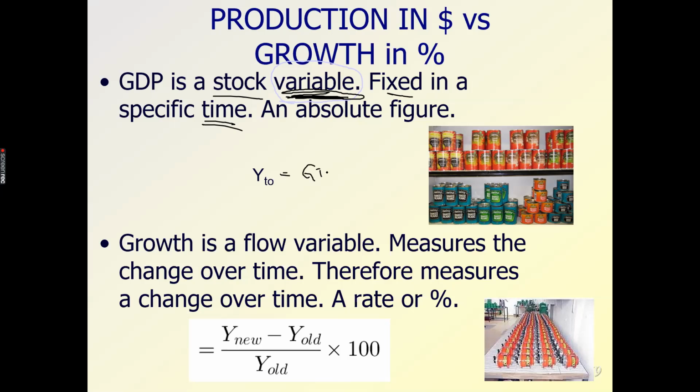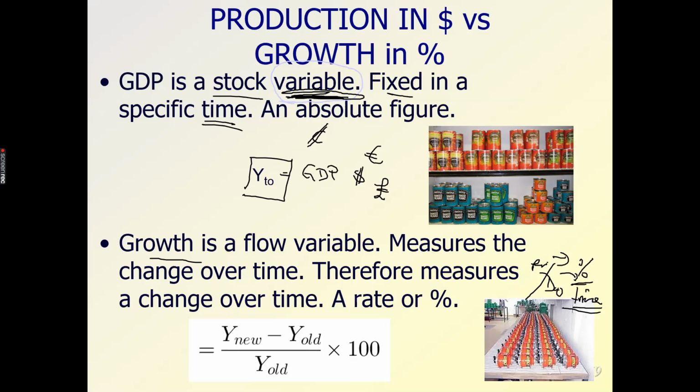So the GDP measured in monetary terms, as we have said, is a stock variable on a particular year, okay? So we have GDP as a stock value on a particular year. But growth is a rate of change. We say growth is a flow variable. Think of the amount of cans that are being produced per day, for example. So we're talking about a flow. This is changing over time, okay?